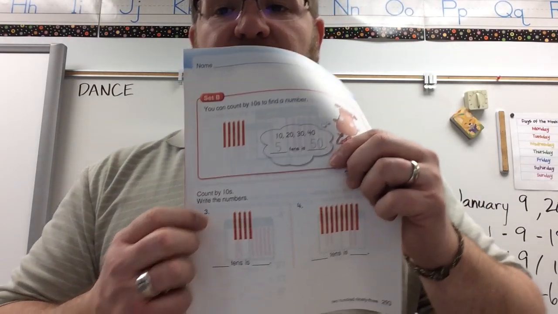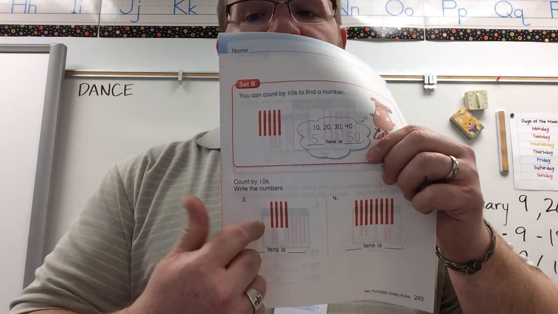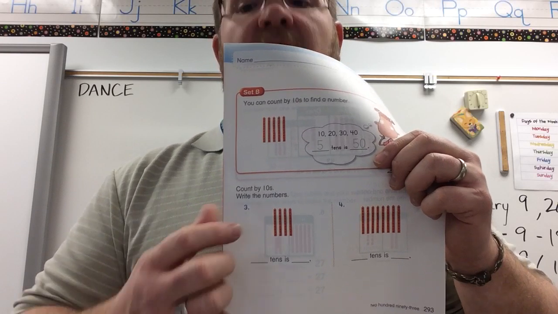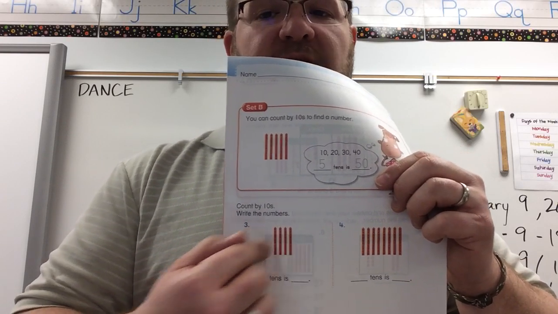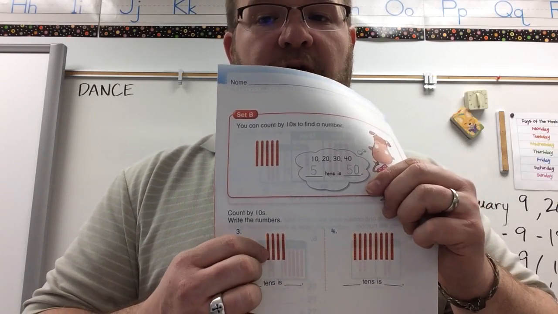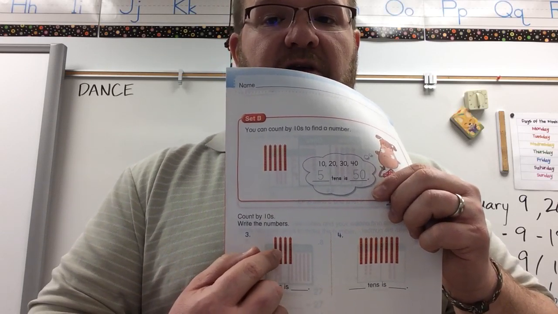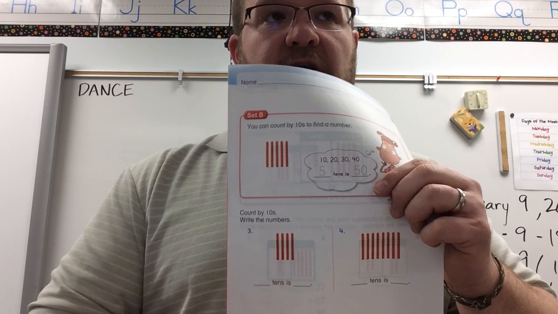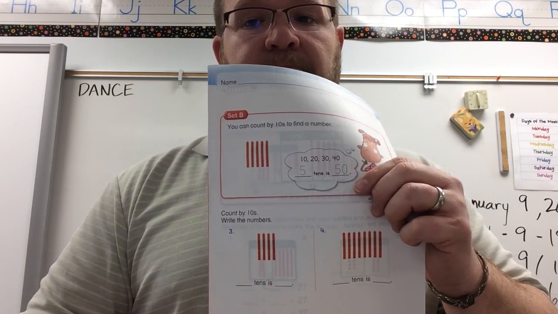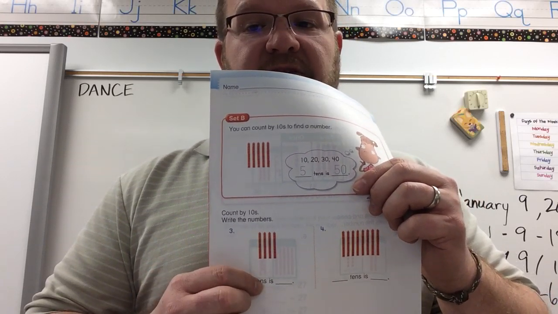Very good. So let's look back at number 3. In number 3, we had how many stacks of 10? 4. That's correct. We have 4 10s. See, we have 1, 2, 3, 4 stacks. So 4 10s is 10, 20, 30, 40. 40 will go right there. Yeah? 4 10s is 40.